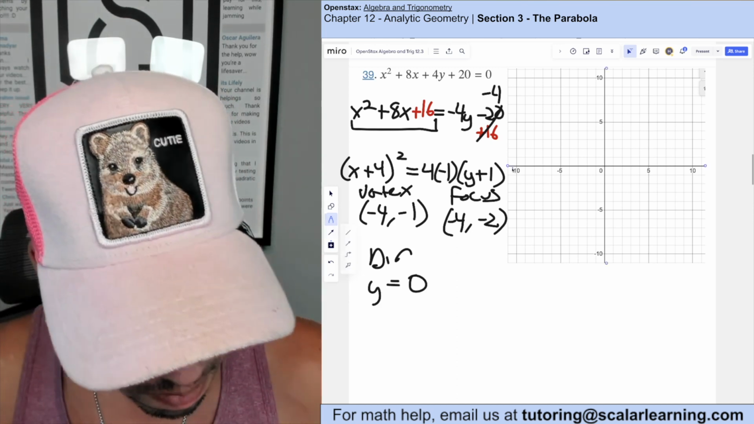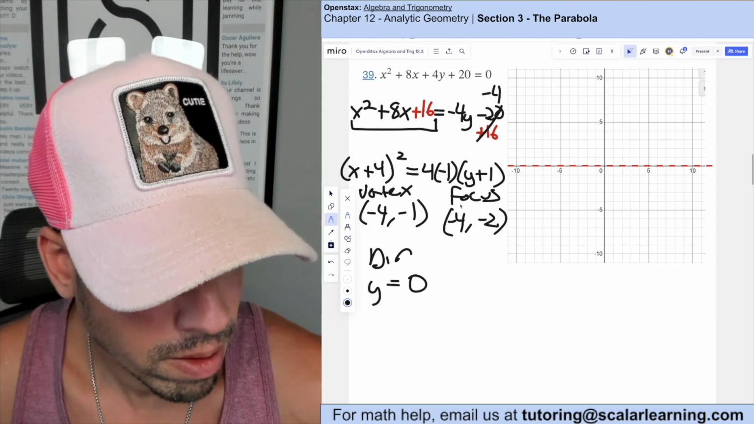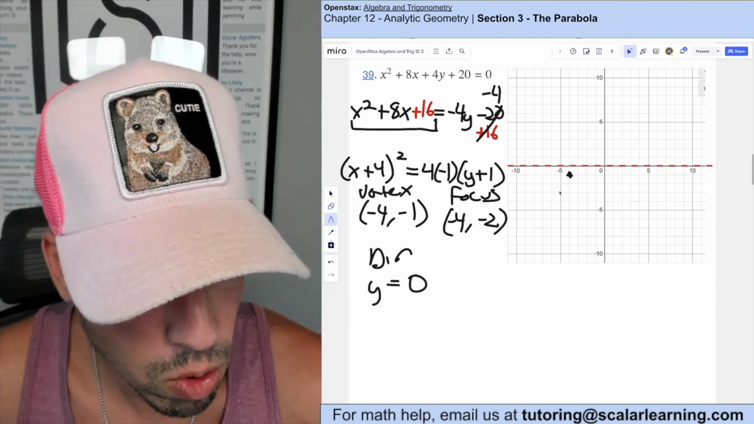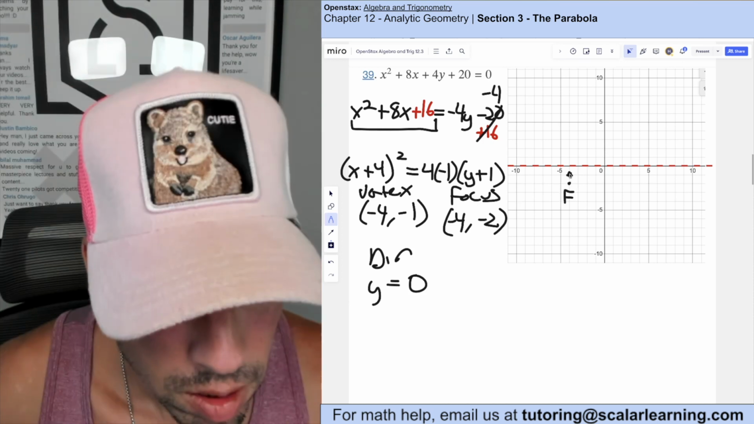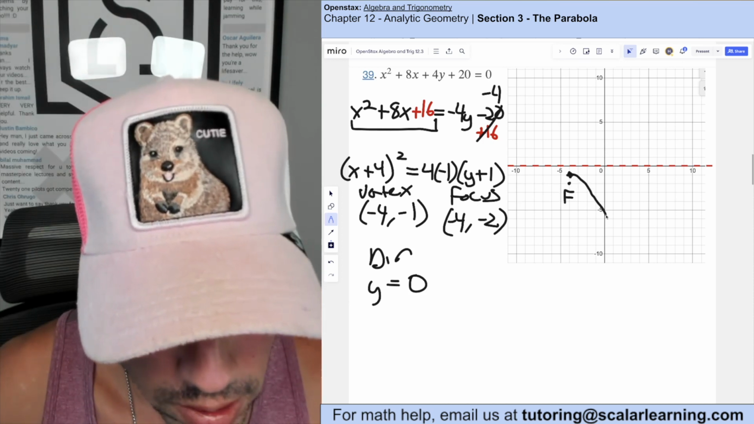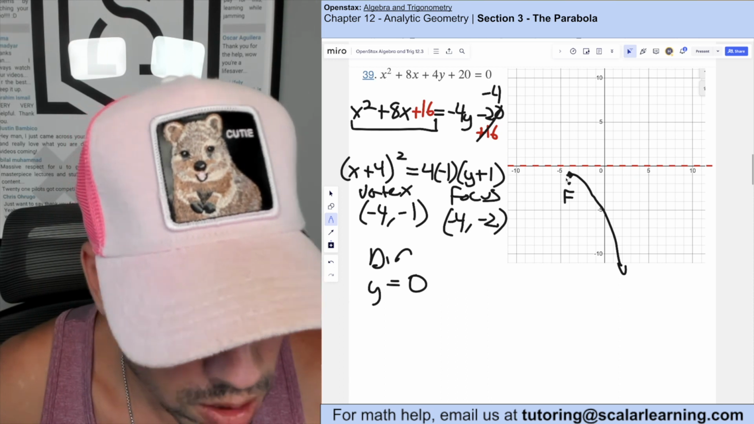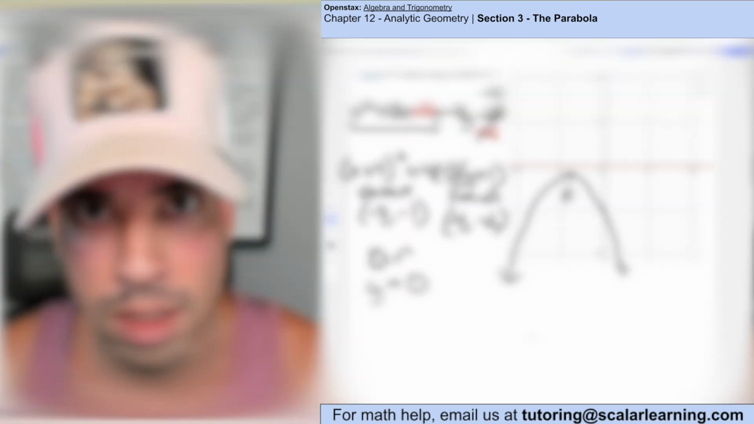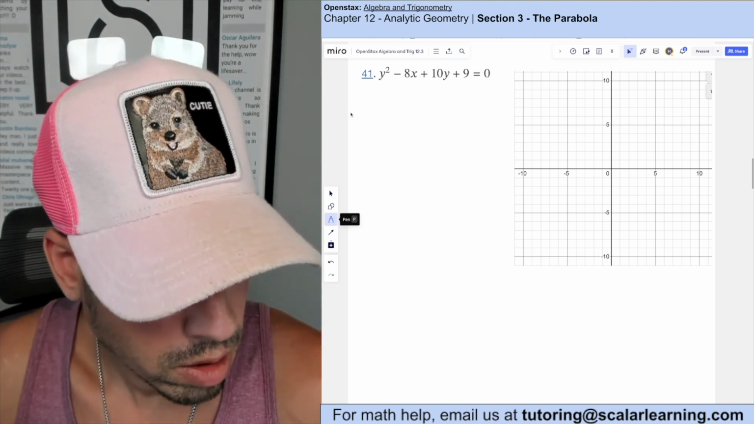All right, let's plot it out. There's my directrix. My vertex is at -4, -1 right here, and then the focus is right below that. Boom. And then we're going to wrap around like this and come around like this approximately, and that's how you do it. Done.